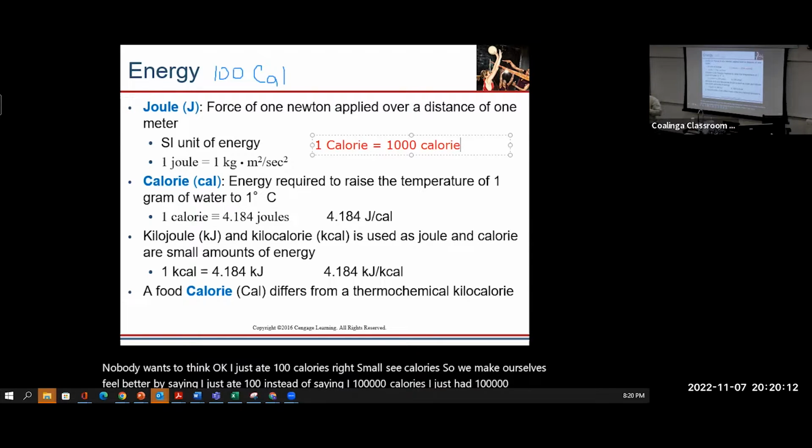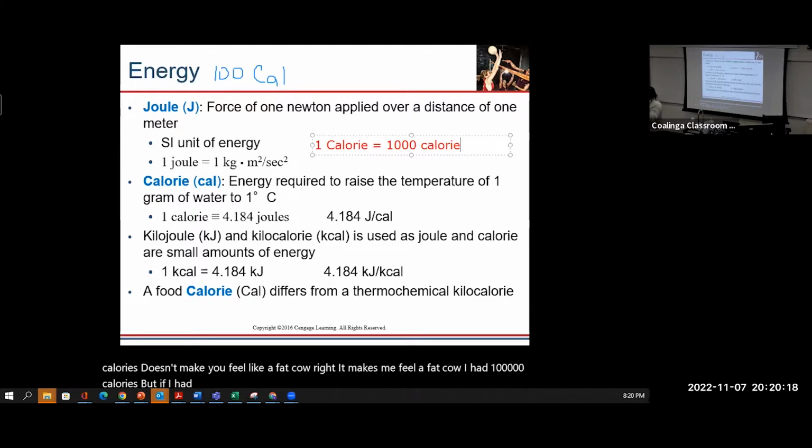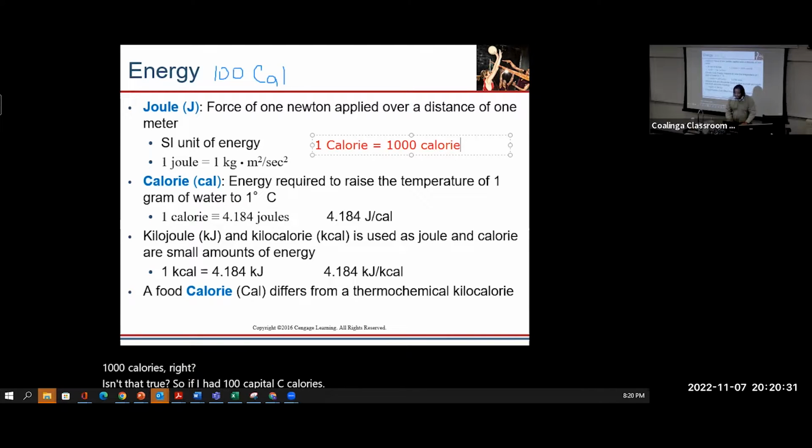Doesn't that make you feel like a fat cow? It makes me feel like a fat cow. If I had 100 capital C calories, that would be 100,000 calories, right?